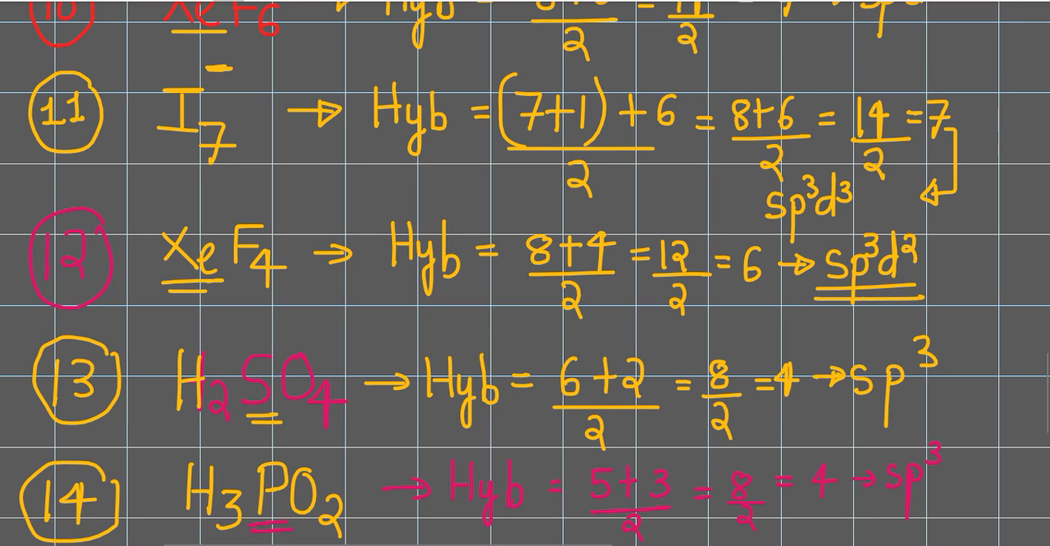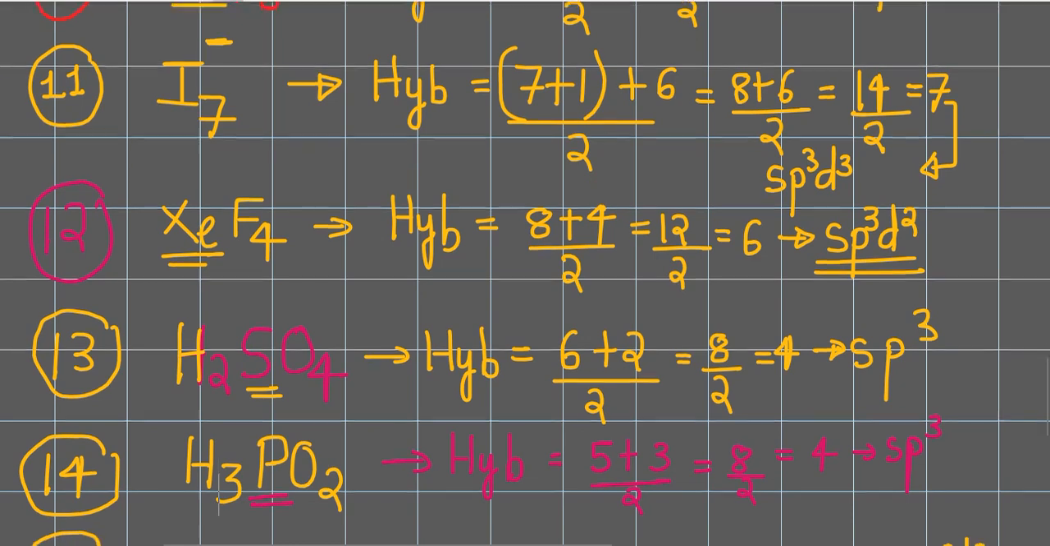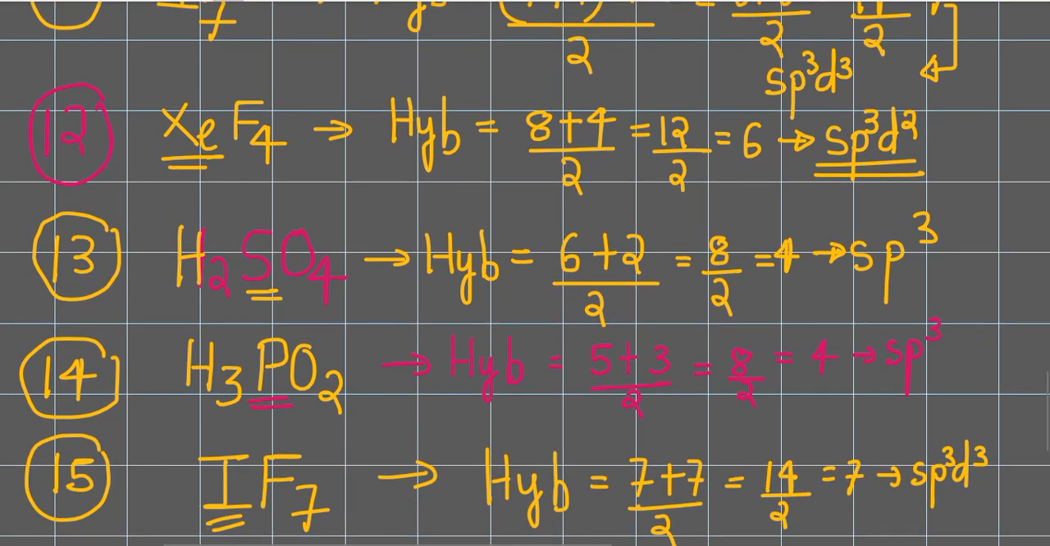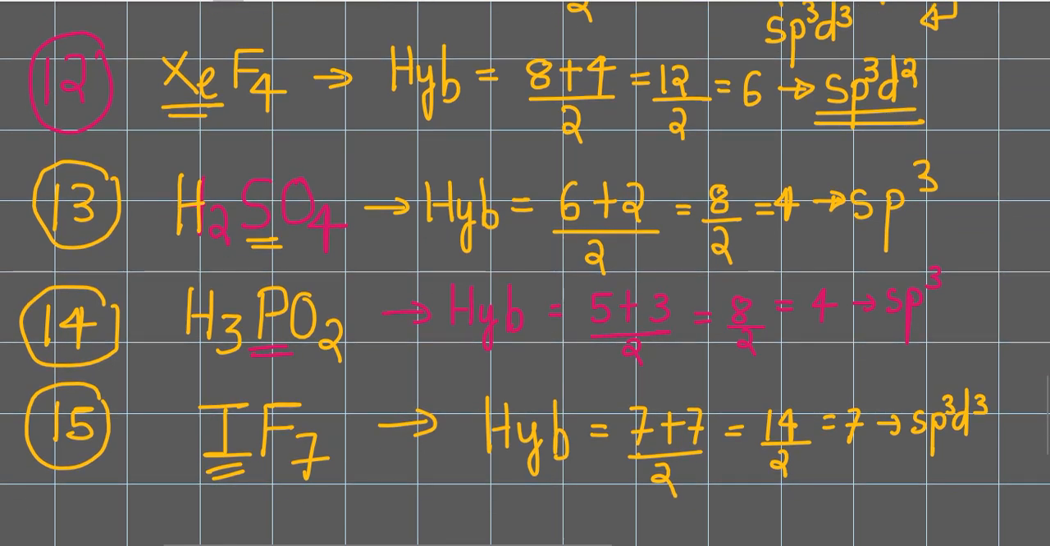H3PO2, phosphorus, number of valence electrons 5. 5 plus 3 by 2. For the same reason, oxygen won't be counted as a monovalent atom, that's why 5 plus 3 by 2, 8 by 2, 4, sp3 hybridization. IF7, iodine is the central atom. So the number of valence electrons is 7. 7 plus 7, as 7 monovalent fluorines are there. 7 plus 7 by 2, 14 by 2 is equal to 7. So hybridization is sp3d3. I hope you have liked it.